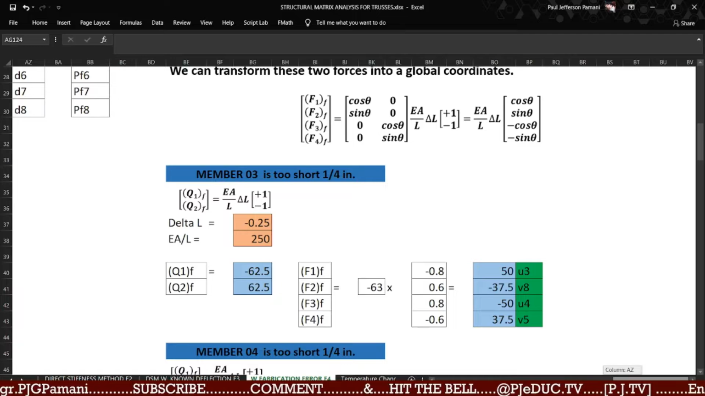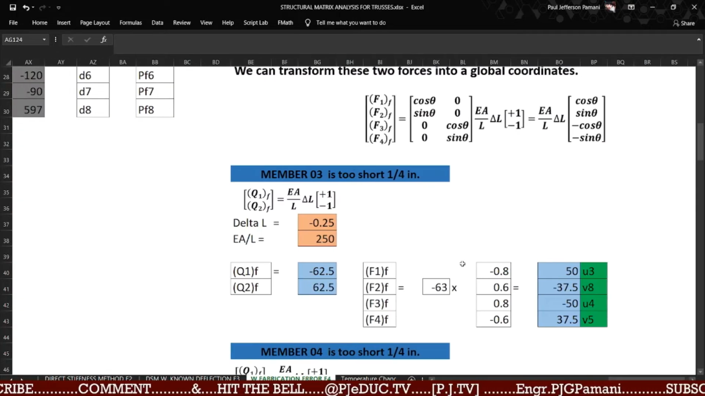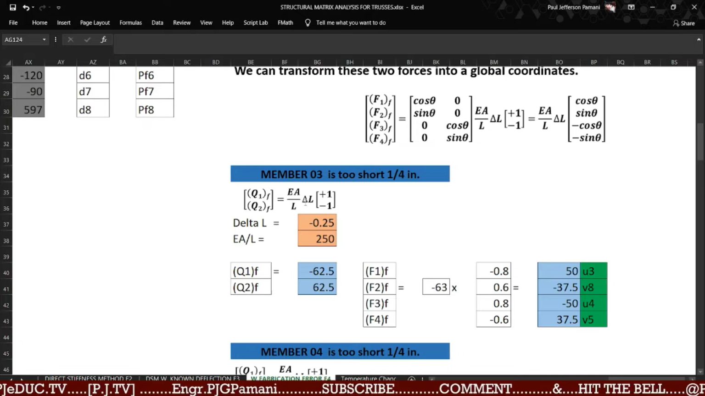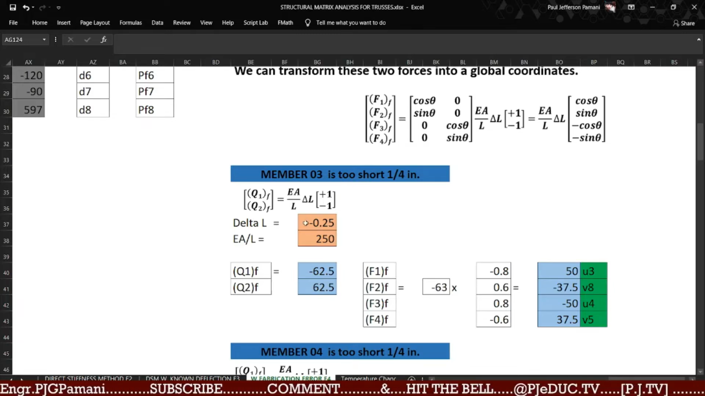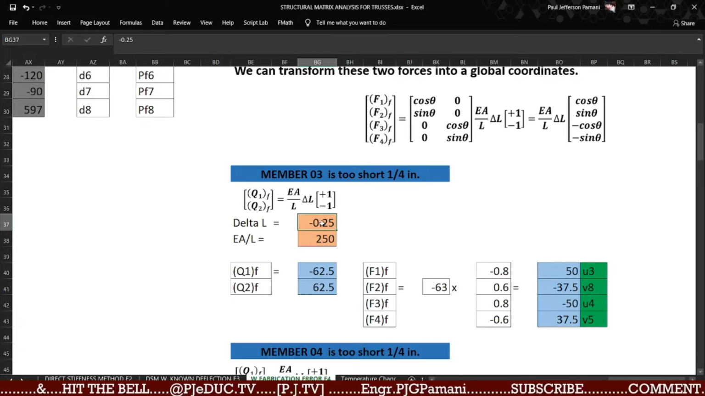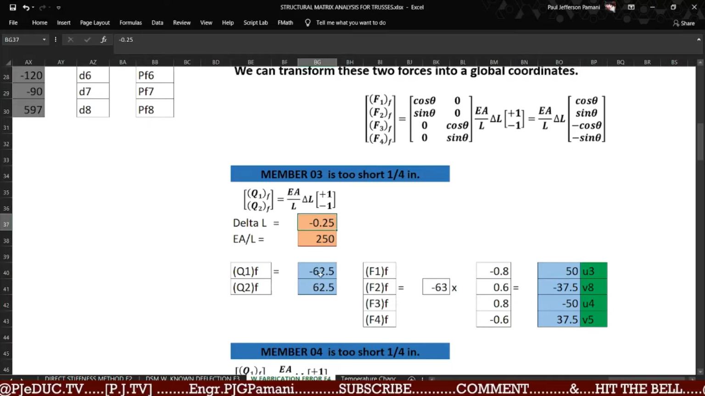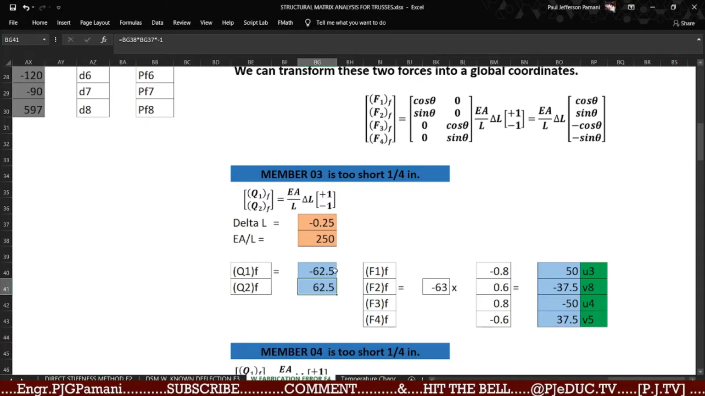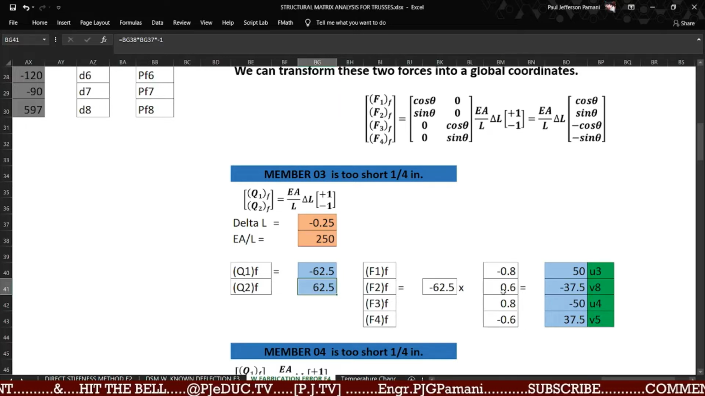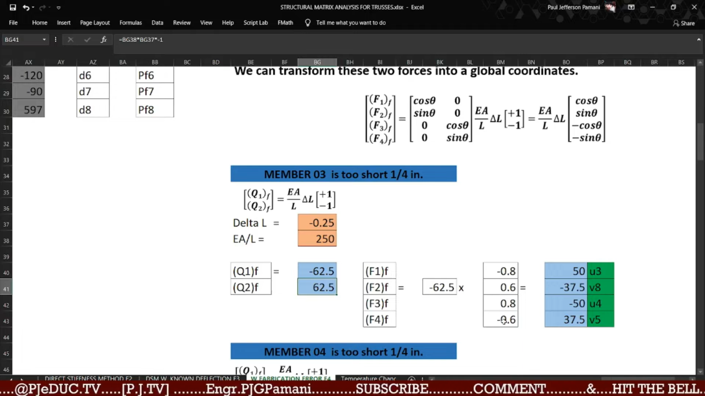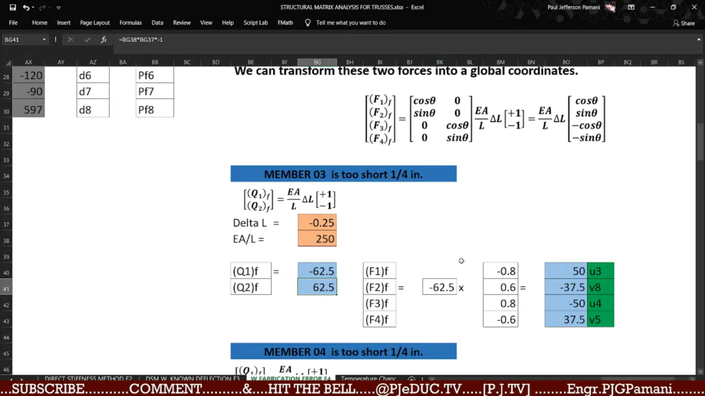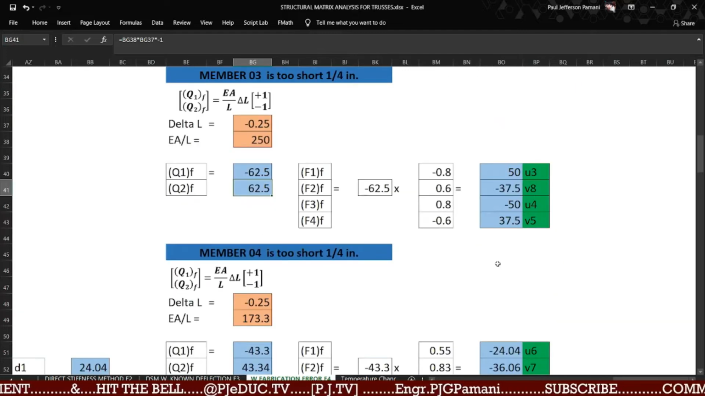Ano yung stiffness ni member 3? EA over L is 250. Then compute for Q: EA over L times delta L times this matrix. Scalar quantity multiplied to a matrix, so cell to cell. So it's negative 62.5, negative 62.5. Then multiply that with the cosine theta, sine theta, negative cosine theta, negative sine theta of member 3. Gives you the forces along member 3 on its global coordinate system.